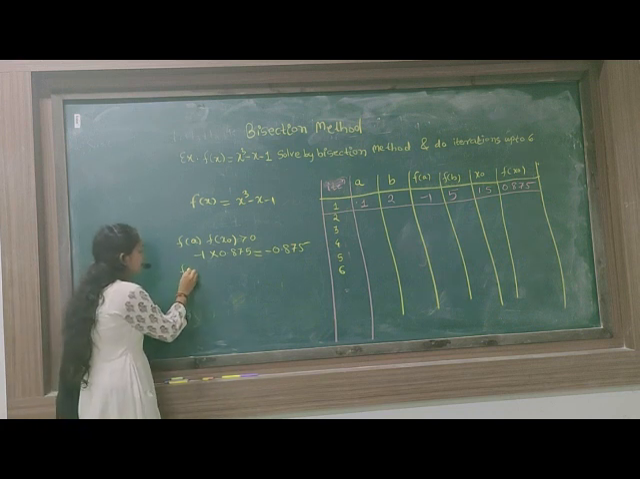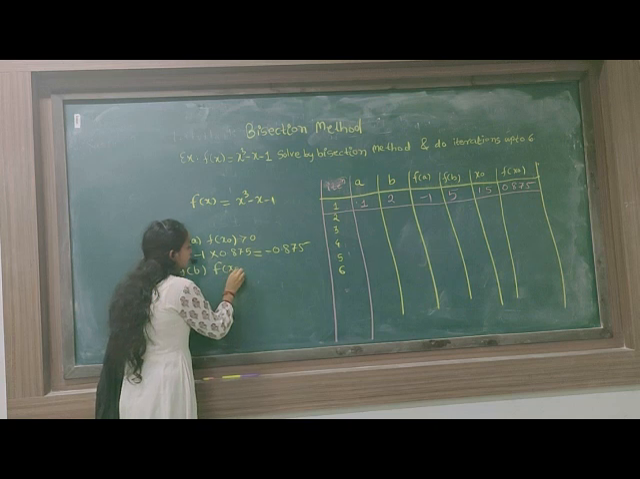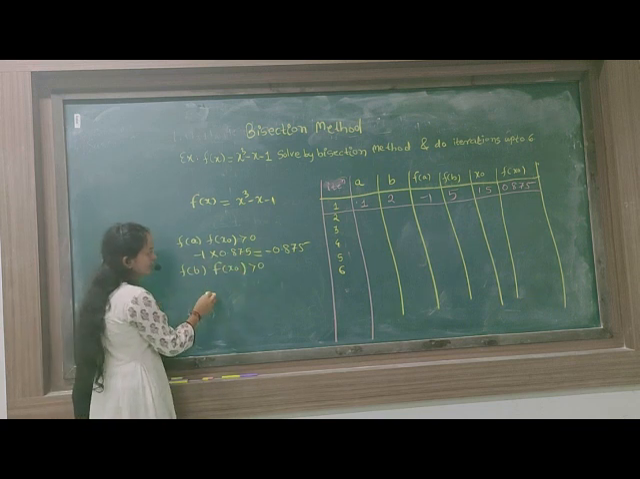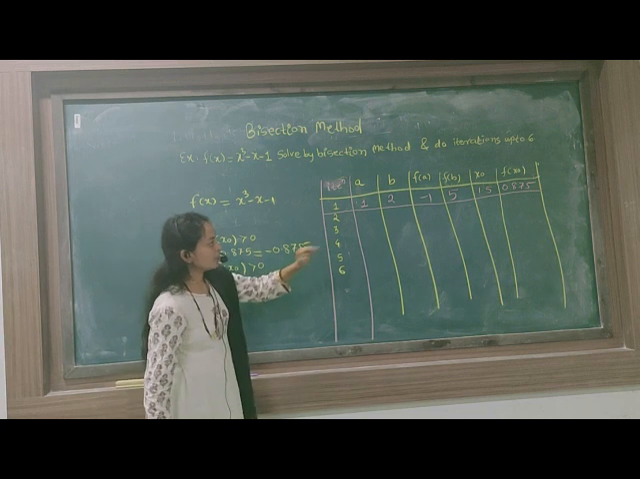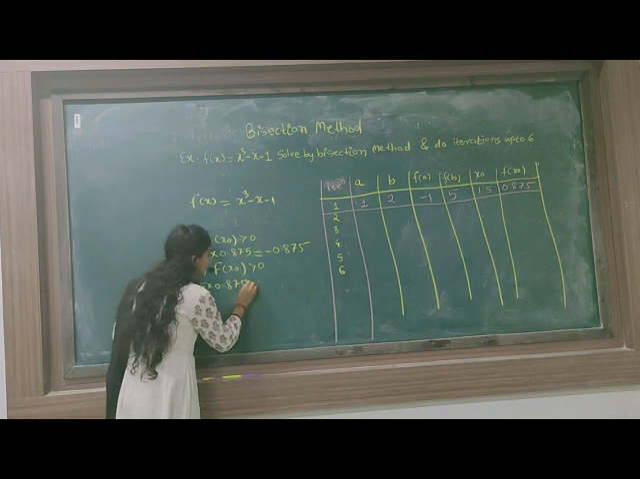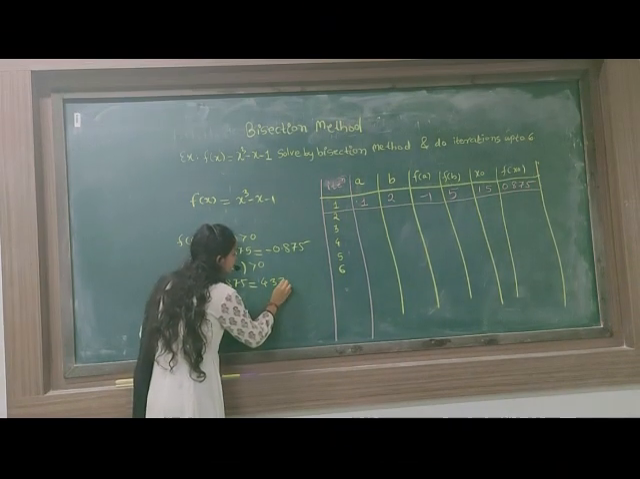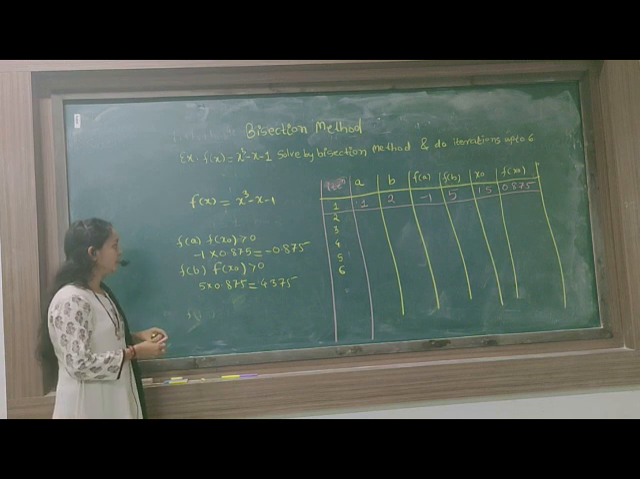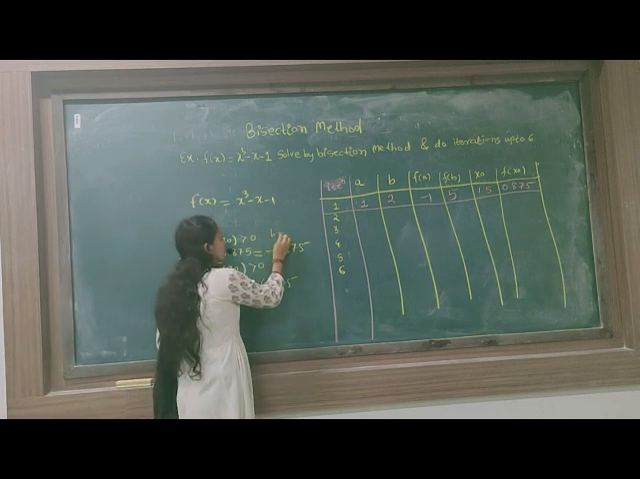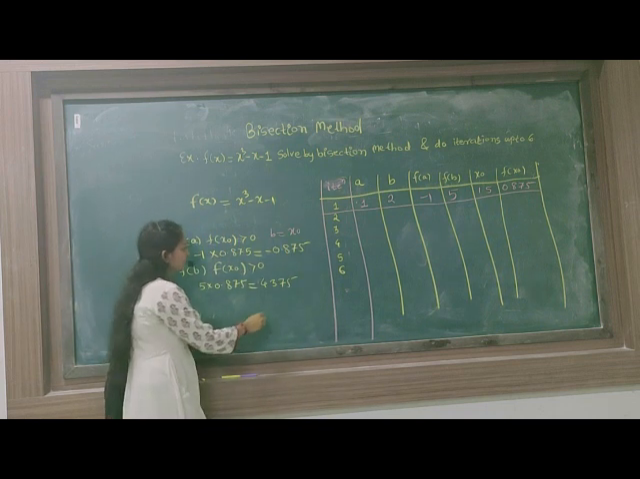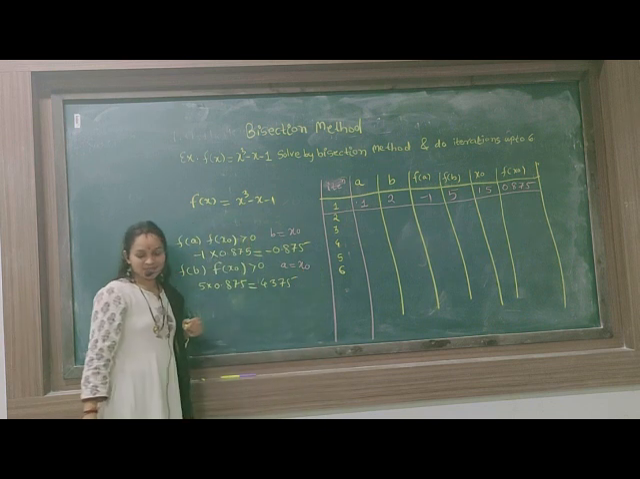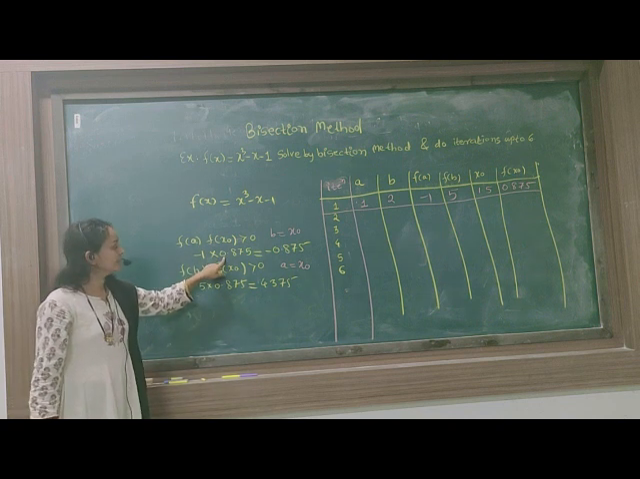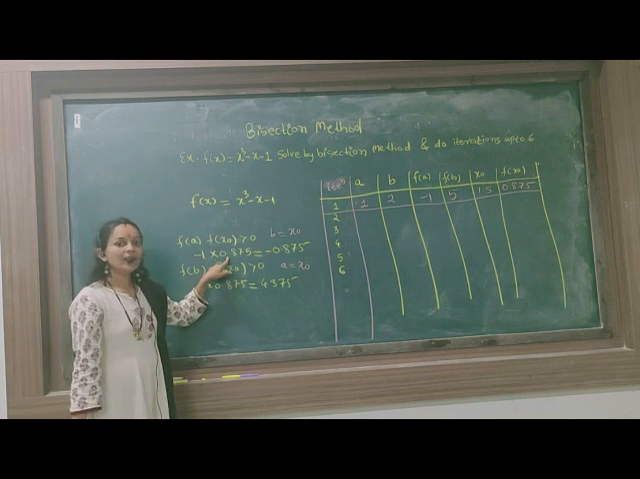and that is equal to minus 0.875. Now in the second step, f of b multiplied by f of x0 should be less than 0. Coming to our problem, f of b is 5, multiplied by f of x0, which is 0.875, so that gives 4.375. Now you have to see which condition is satisfied. If the first condition is satisfied, you set b equal to x0. If the second is satisfied, a becomes x0. Accordingly, the first condition is satisfied, since the value is negative, which is less than 0.